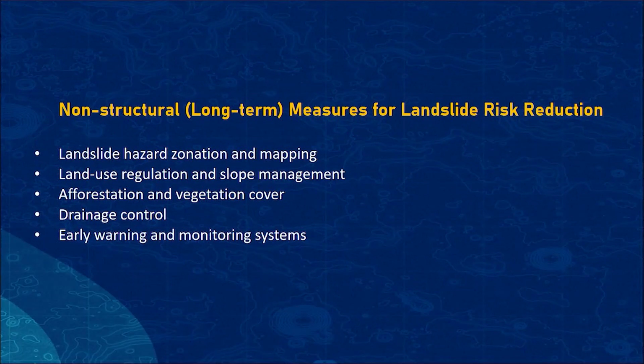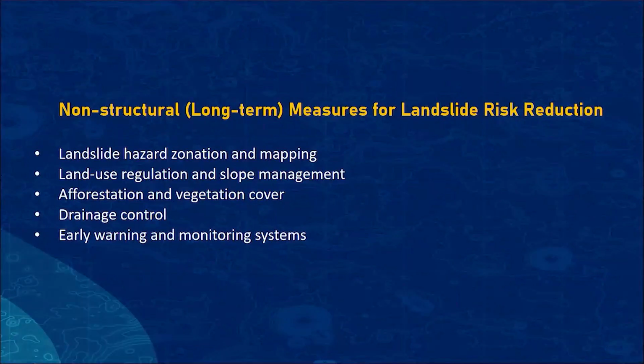Landslide hazard zonation and mapping. National and state agencies conduct landslide hazard zonation and mapping using geological surveys, satellite imagery, rainfall records, slope angle analysis, and soil and rock studies. This map classifies slopes into low, moderate, high, and very high risk zones. Zonation guides land use planning and prohibits or strictly restricts construction, road building, and other development in very high risk areas.